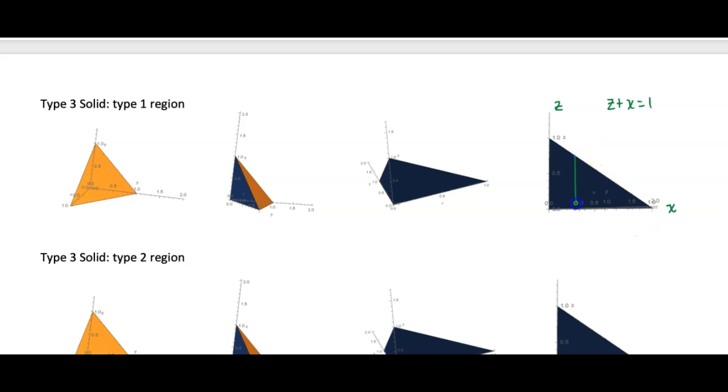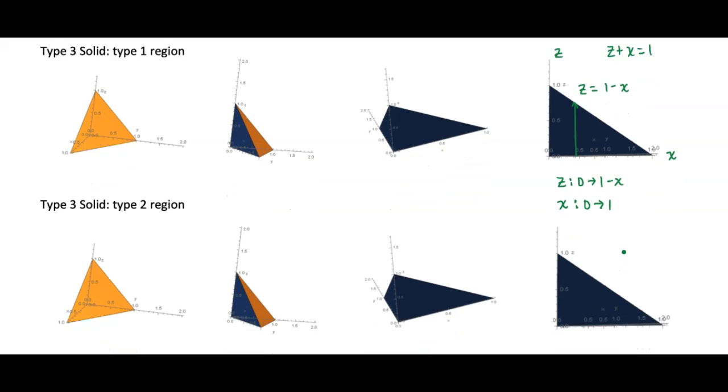We could draw a vertical arrow. This vertical arrow is parallel to the z-axis, so this is going to be z equals something. Rewriting this equation, we get z equals 1 minus x. So our z bounds are going to go from 0 to 1 minus x. Our x bounds are going from 0 to 1.